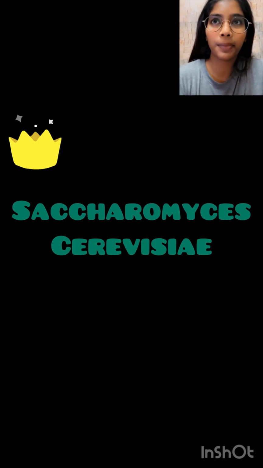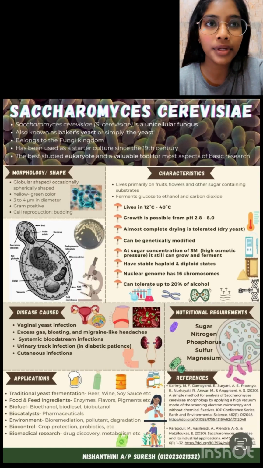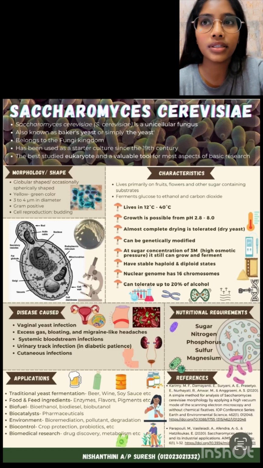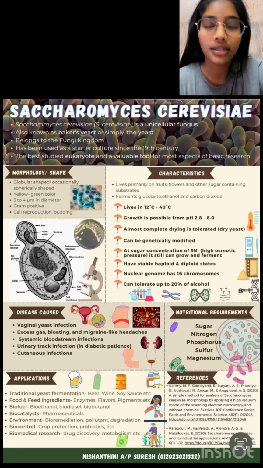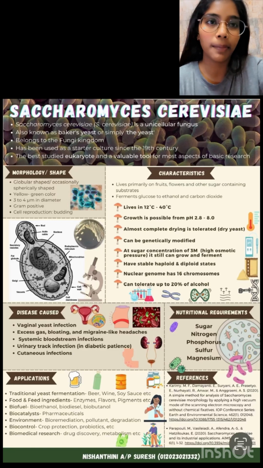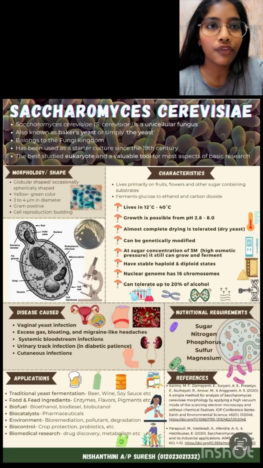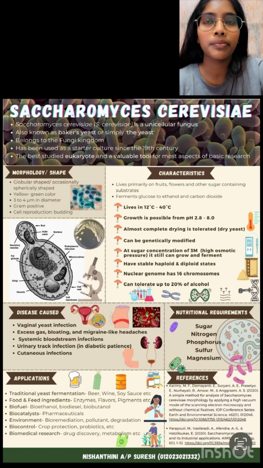So for the microbiology assignment 2, my chosen topic is Saccharomyces cerevisiae. Basically, in this assignment for the poster, I'll be discussing the morphology or the shape of the cell, characteristics, disease caused, the nutritional requirements for the fungi, and the application of the fungi. To start off the poster, I have put in some basic information about the Saccharomyces cerevisiae fungus.